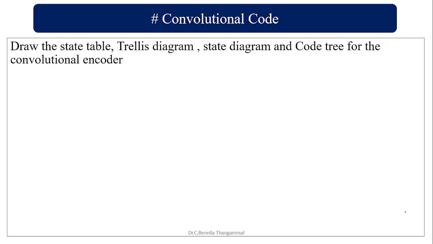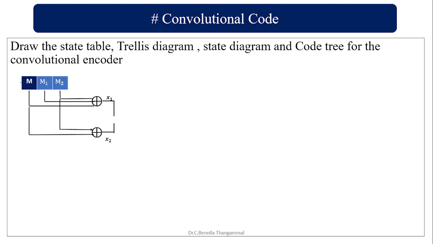Now we solve the problem of how to draw the state table, trellis diagram, state diagram and the code tree for the convolution code. We saw the outputs X1 and X2, and this is a (2, 1) code, where 2 is the number of outputs and 1 is the message bit.